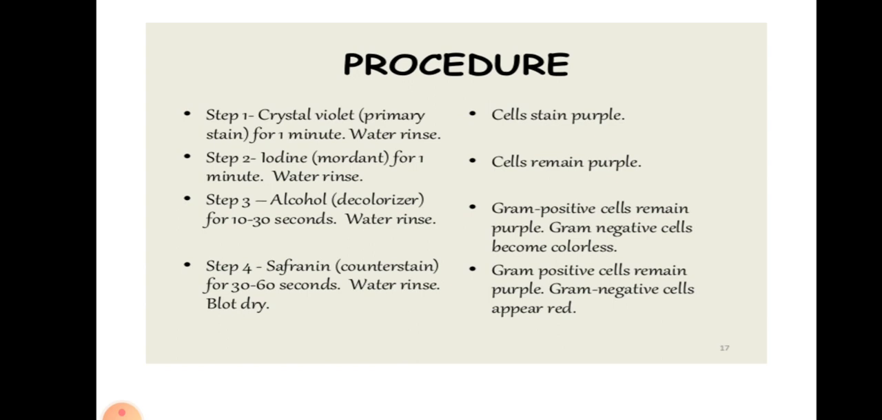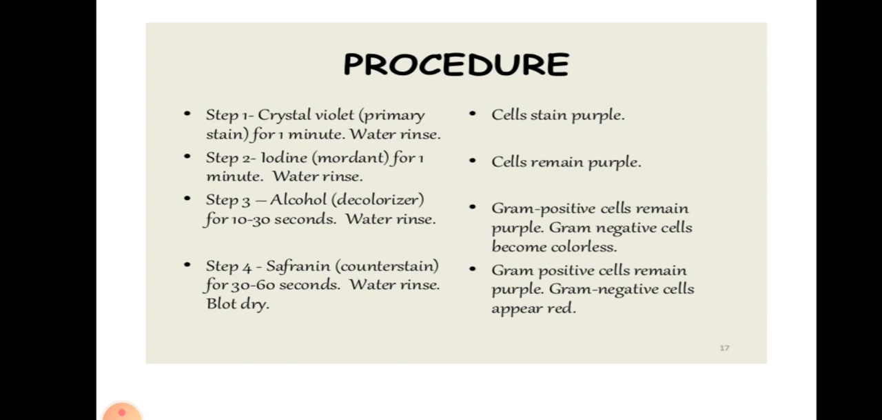Procedure of differential staining or gram staining. The first step is adding a primary stain called crystal violet to the smear for 1 minute and rinsing it with water, which is followed by addition of iodine, known as mordant, allowed to stay on the slide for 1 minute and rinsed with tap water. The third step is addition of a decolorizing agent called alcohol for 10 to 30 seconds.